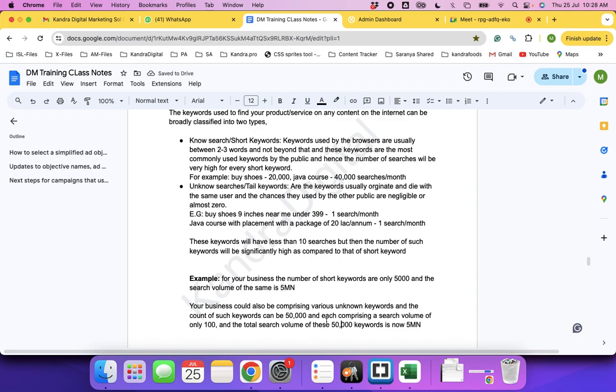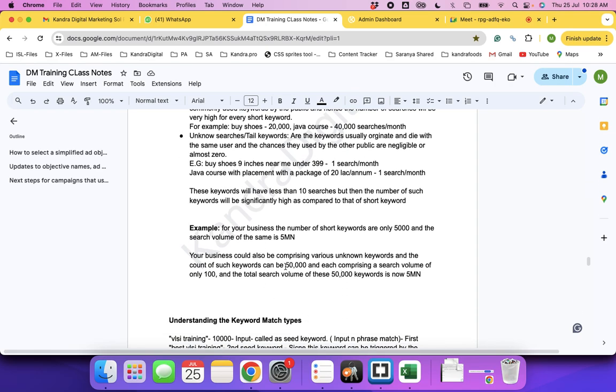See, now if you neglect these keywords, assuming that they are searched only 10 times, and the count is 5 lakh keywords, the total search volume of these 5 lakh keywords is now 5 million. If it is 100 search volume, it will be 50 million, right?